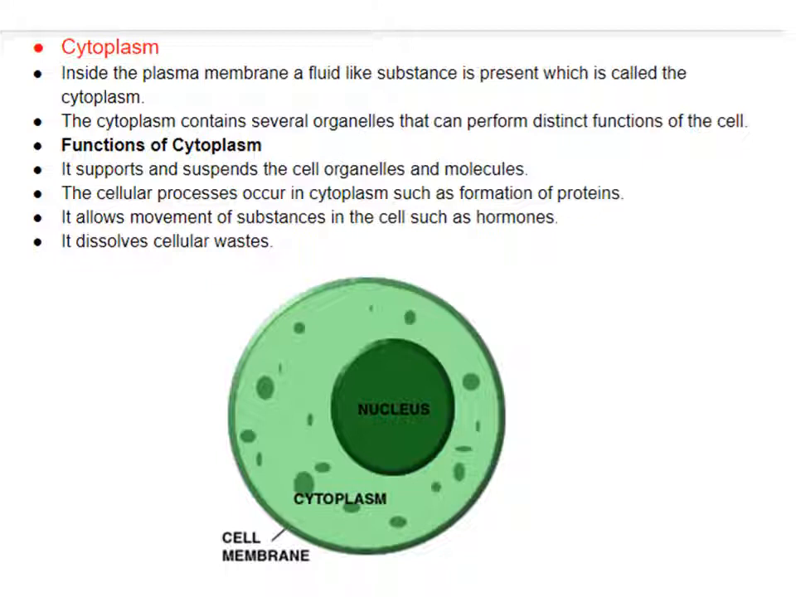The various functions performed by cytoplasm are: it supports and suspends the cell organelles and molecules. The cellular processes occur in cytoplasm, such as formation of proteins. It allows the movement of substances in the cell, such as hormones. It dissolves cellular waste.